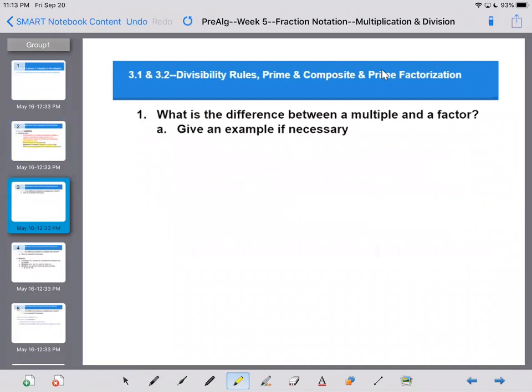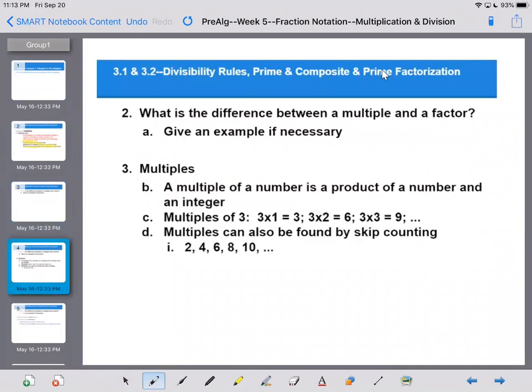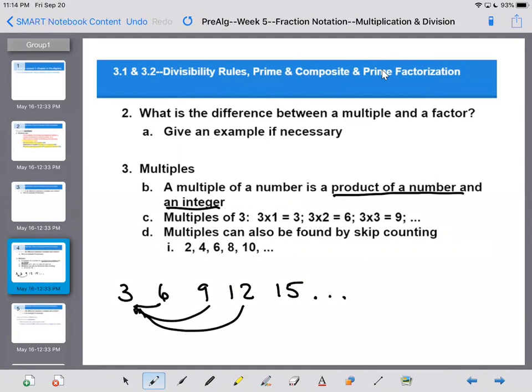So, the difference between a multiple and a factor. When we think about this, a multiple is a product of a number and an integer. Okay, so when we think about multiples of 3, it's like we're skip counting, okay? 3, 6, 9, 12, 15. 6 is a multiple of 3. 9 is a multiple of 3. 12 is a multiple of 3. 15 is a multiple of 3.